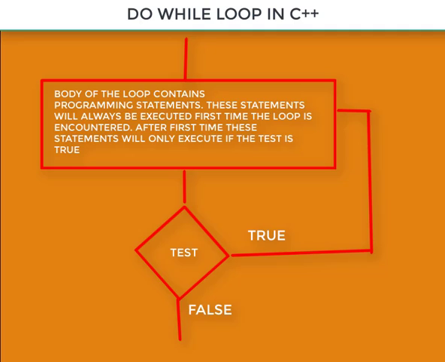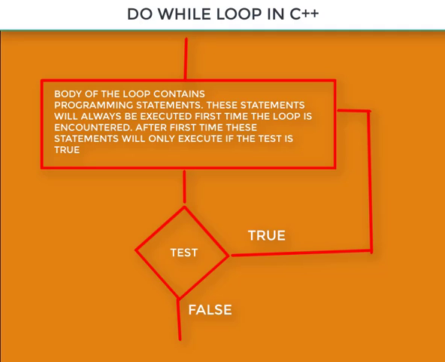The test can be true. If the test is true, the control shifts back to the body of the loop and the statements in the body of the loop are executed. The other possibility is that the test is false. If the test is false, in that case, the control of the program shifts beyond the loop. The statements are no longer executed in the body of the loop and the loop terminates.